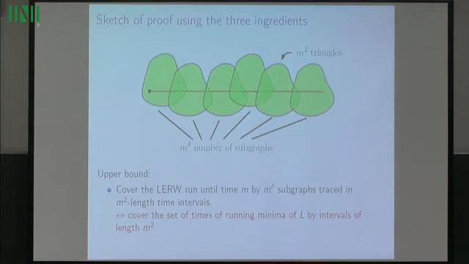that I can cover this loop-erased random walk run until time n by m to the delta number of these subgraphs of triangles traced in intervals of time of length m squared. So we have m to the delta number of these time intervals of my random walk, each of length m squared, and together one can show that these cover the loop-erased random walk. You could think of delta as just being small.